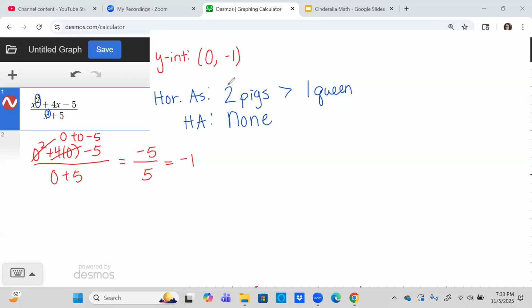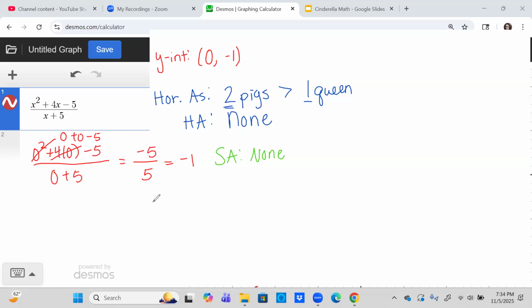Sometimes when there's exactly one more pig than queen, you will get a slant asymptote, but not in this one. And you're going to see why here in a second, though this will not have a slant asymptote. All right, so if you do have a slant asymptote spot, just go ahead and put none.